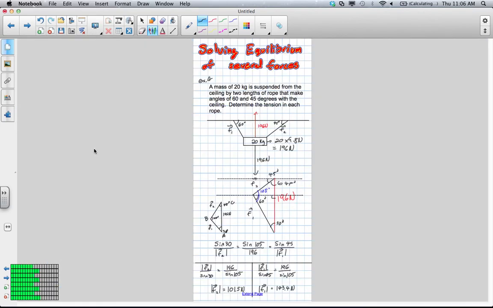Look at the entire page. It's kind of hard to see. Force 1 was 143. And force 2 was 101.